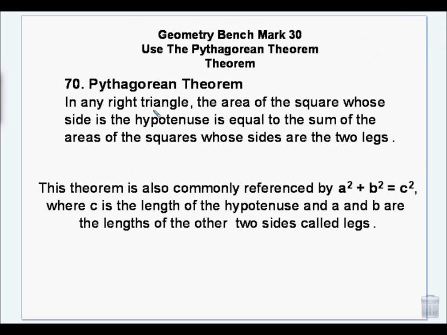Theorem. In any right triangle, the area of the squares whose side is the hypotenuse is equal to the sum of the areas of the squares whose sides are the two legs. Nobody remembers all of that. Everybody remembers this.